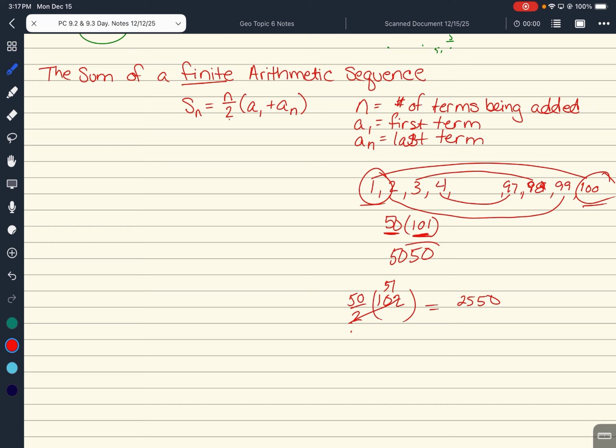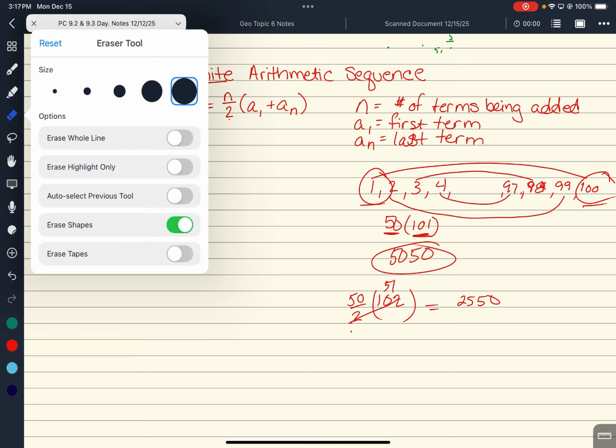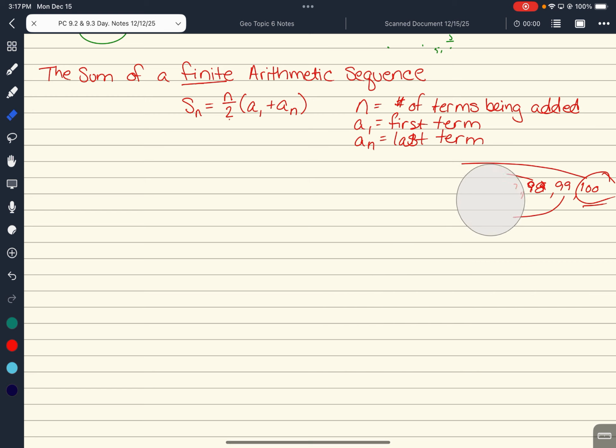Does it make sense that it's about half of all the digits? Yeah. Okay. So that's how that works. So that's the formula. You will see it in sigma notation. You will see it in lists of numbers. Sometimes you have to figure out what the last number is. Sometimes you have to figure out how many digits there are.